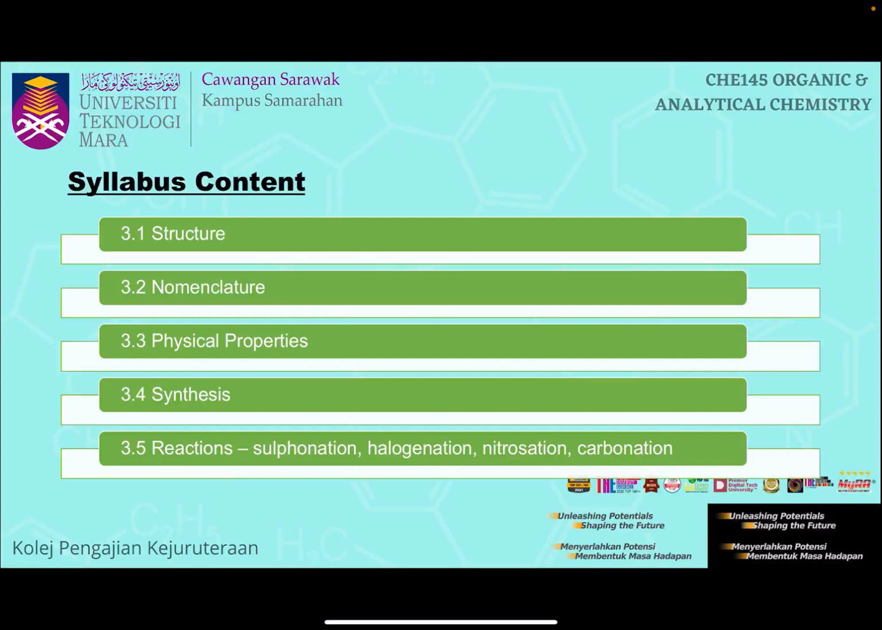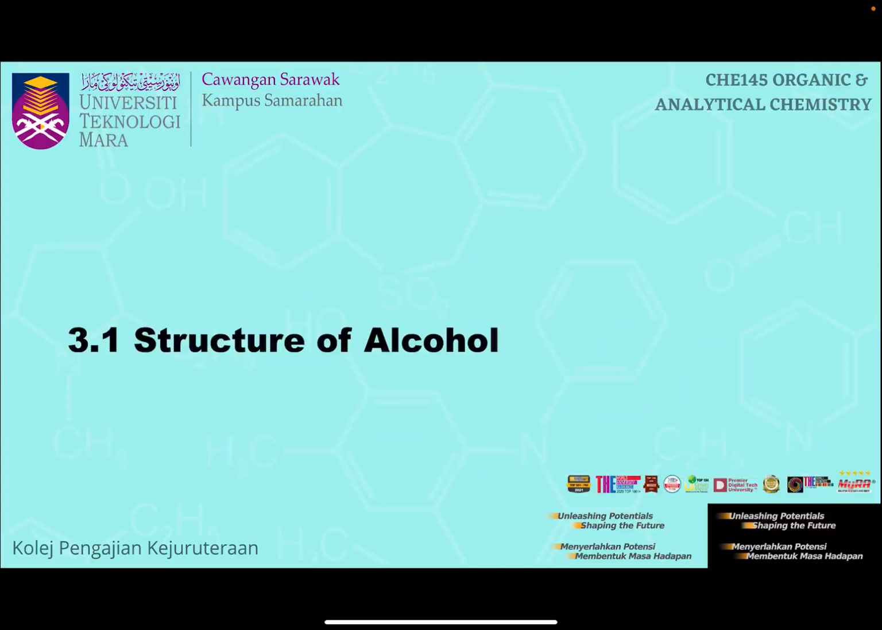So the syllabus contains 5 subtopics again, which is firstly the alcohol structure, and then nomenclature, which is the naming of the alcohol according to the IUPAC rule. Third would be the physical properties of alcohol. Then synthesis of alcohol, how we're going to synthesize alcohols and phenols, and also reactions of alcohol, which also includes sulfonation, halogenation, nitrosation, and carbonation. Okay, so for this first part, we will talk on the structure of alcohol.